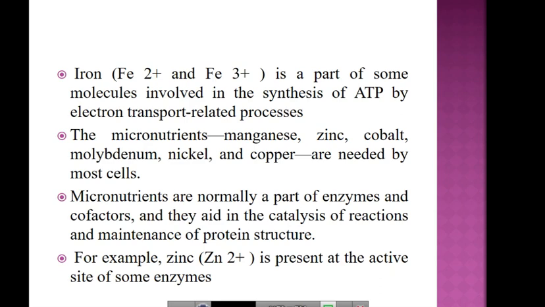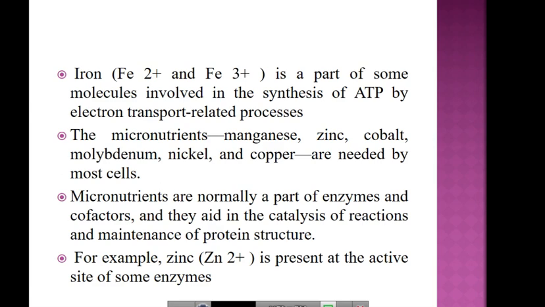Then iron. Iron is a part of some molecules involved in the synthesis of ATP by the electron transport system. Cytochrome proteins are iron containing proteins. Then other nutrients are called micronutrients. They are called micronutrients because they are required in comparatively smaller quantity. The examples include manganese, zinc, cobalt, molybdenum, nickel, copper. All these are required in smaller quantity.